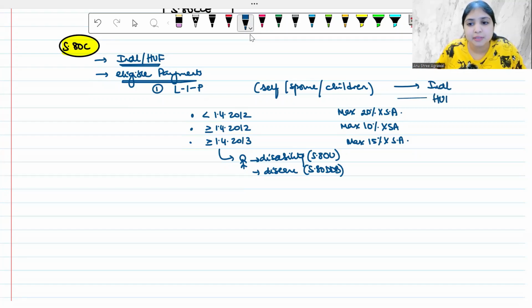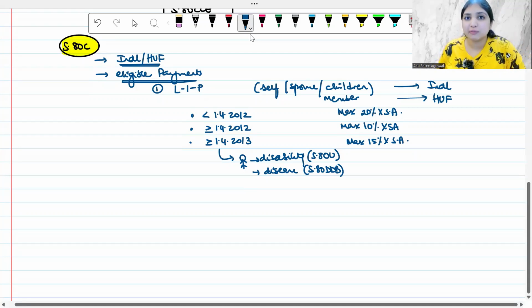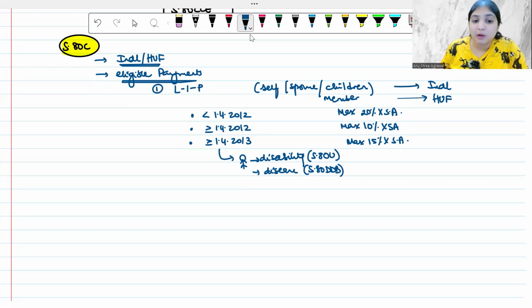If my assessee happens to be a HUF, HUF can pay life insurance premium on the life of any member of the HUF. If I'm an individual, I can pay life insurance premium on the life of myself or my spouse or my children. If I'm a HUF, I can pay life insurance premium on the life of any member of the HUF. How much life insurance premium maximum will be allowed depends upon the date of the policy. So we'll have to see when the policy was taken.